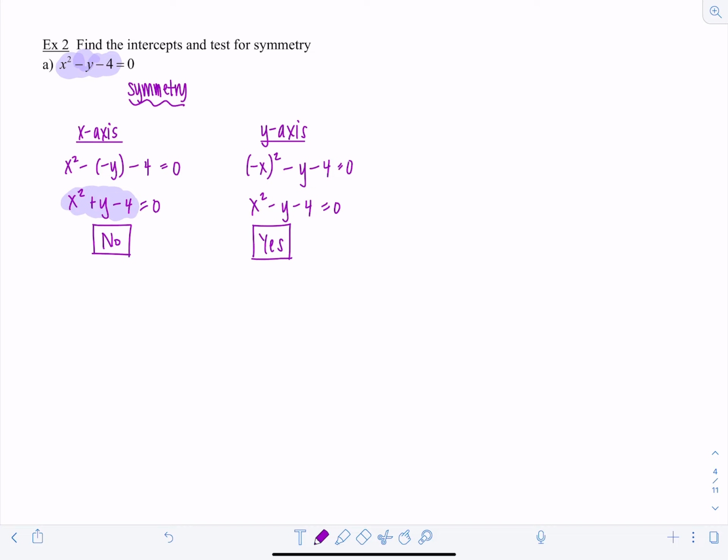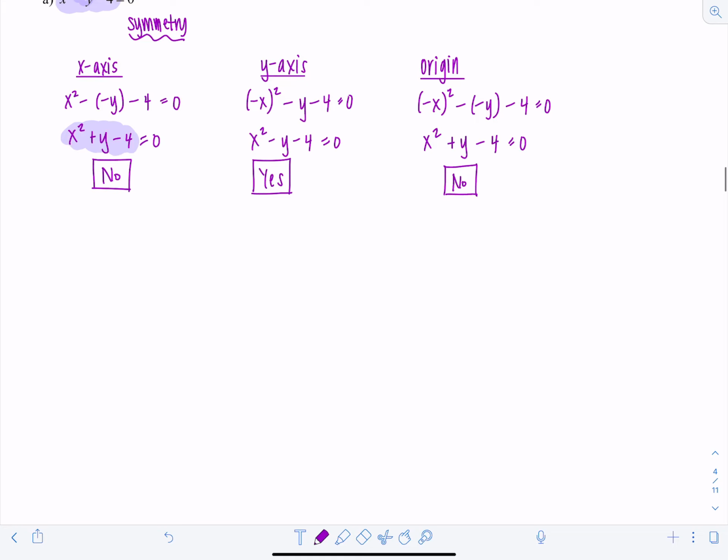Okay, let's go ahead and test for the origin. So this time I'm going to replace both variables. So I'm going to replace negative x for x and negative y for y. And then simplify. So negative x quantity squared, that's x squared, plus y minus 4 is 0. Is this the same as the original? No. So that means we do not have symmetry with respect to the origin.